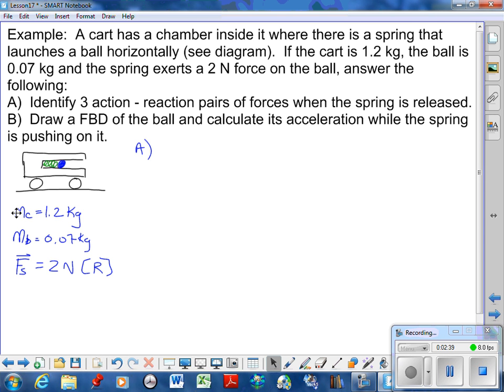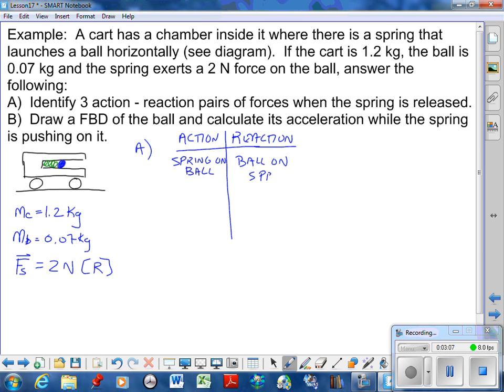So, what is an action-reaction force? So I'll just sum this up with a T-chart. Reaction. So, if the action is the spring on ball, well, if the spring acts 2 newtons on the ball, conversely, the ball will act on the spring. So as much as the spring pushes the ball, the ball is also pushing the spring.